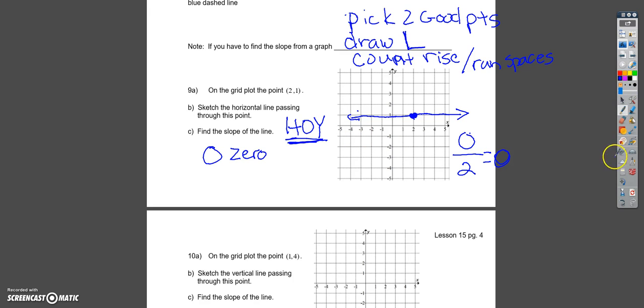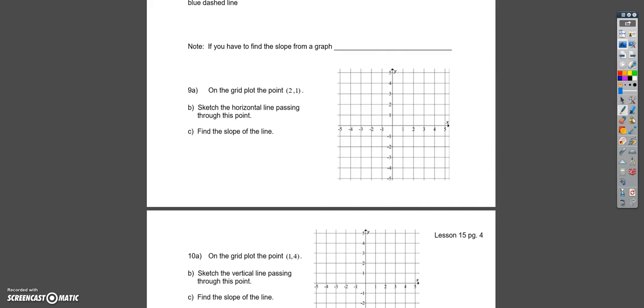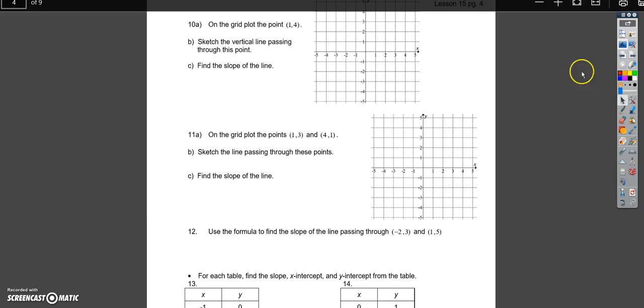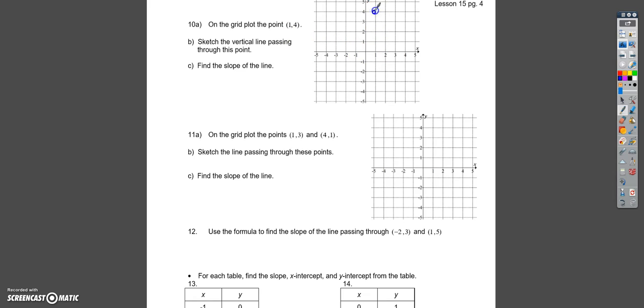The next one asks us to plot the point at 1, 4 and sketch a vertical line. So when you heard vertical line, hopefully you thought of Mr. Bucks. Mr. Bucks says vertical line, undefined slope, x equals equation. So find the slope of the vertical line, undefined.